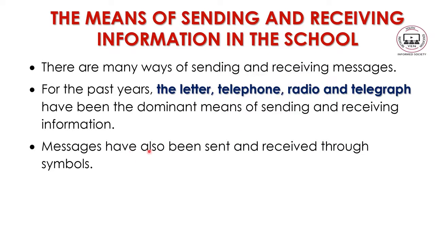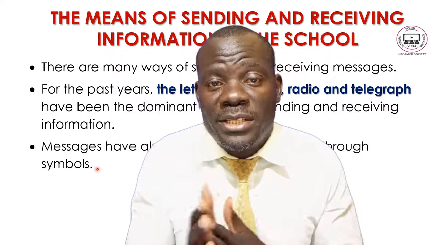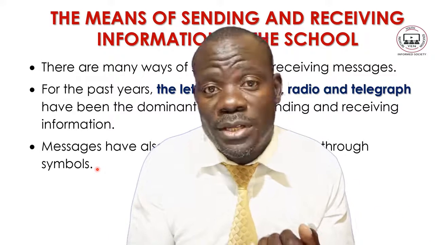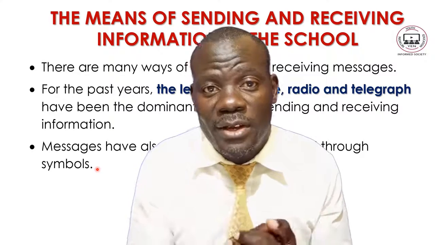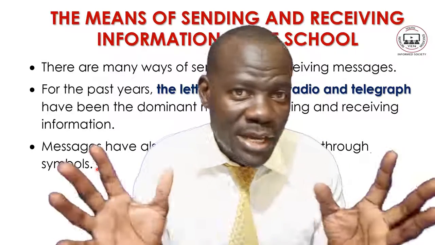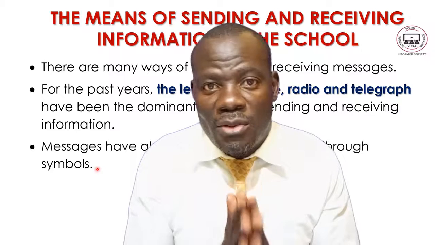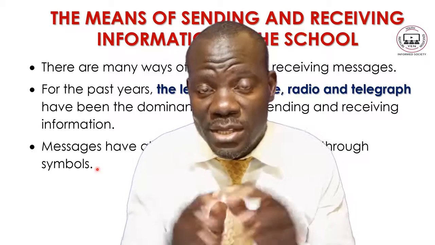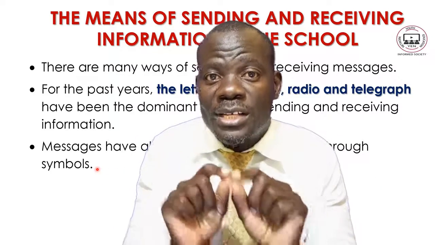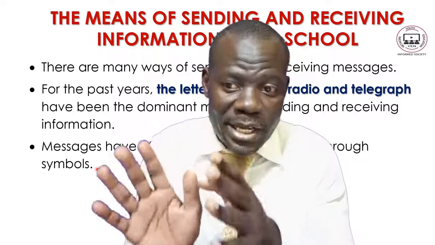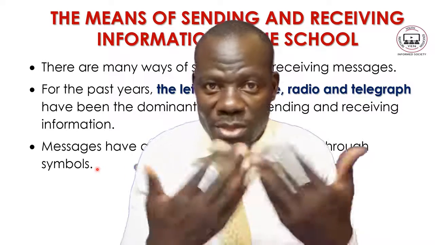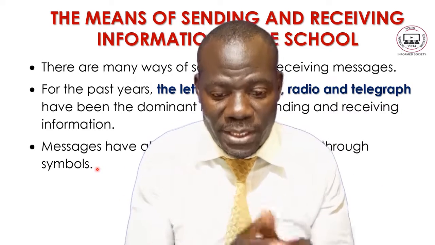Messages have also been sent and received through symbols. So it's not only the mediums we have talked about, like the letters, the radios, the telephones or the telegraph, but sometimes information was also sent through symbols. Sometimes a certain symbol can show that it is telling us about this other thing. Those are the ways of receiving or sending information to different places.